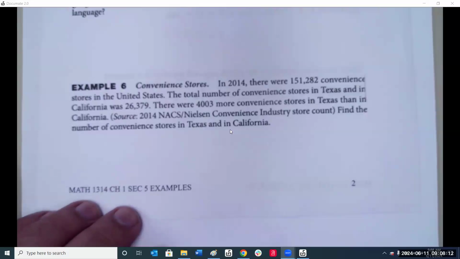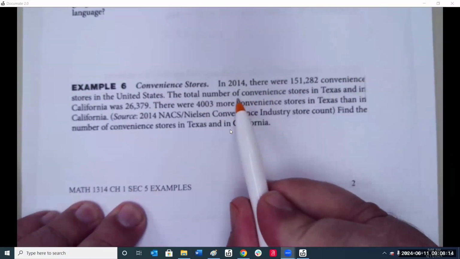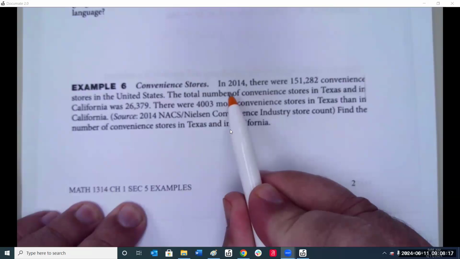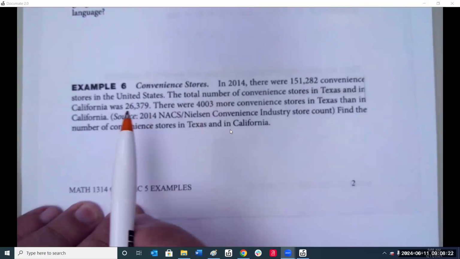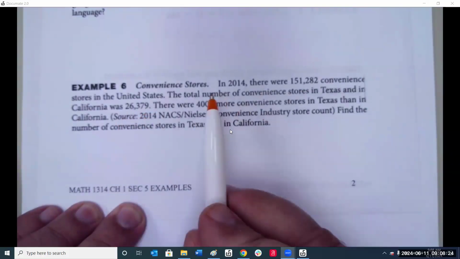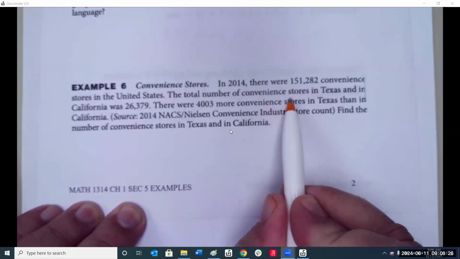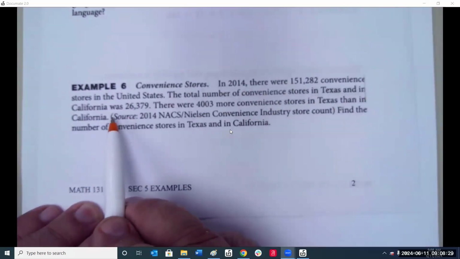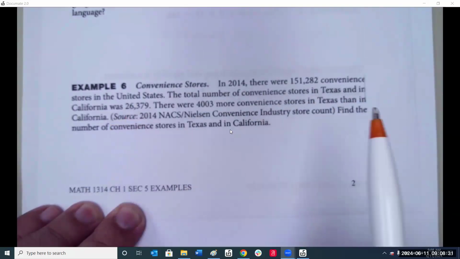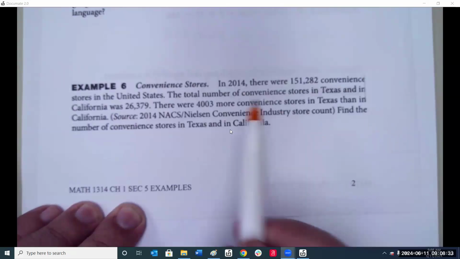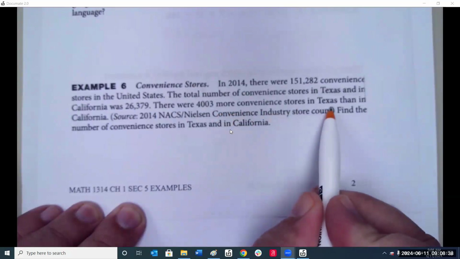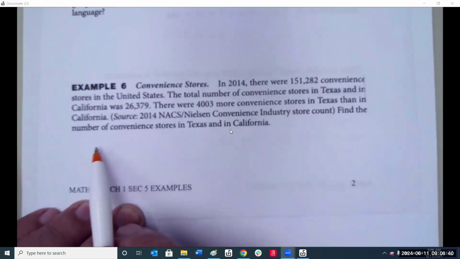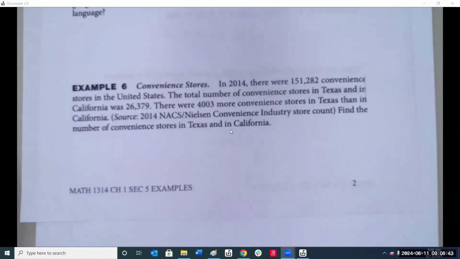Example 2 or example 6. Convenience stores. In 2014, there were 151,282 convenience stores in the United States. The total number of convenience stores in Texas and in California was 26,379. There were 4,003 more stores in Texas than in California. Find the number of stores in Texas and California.